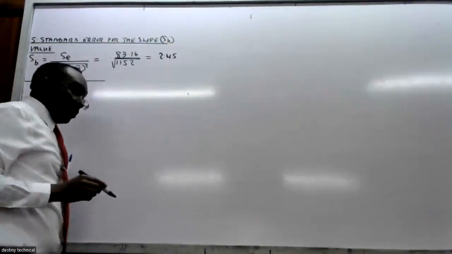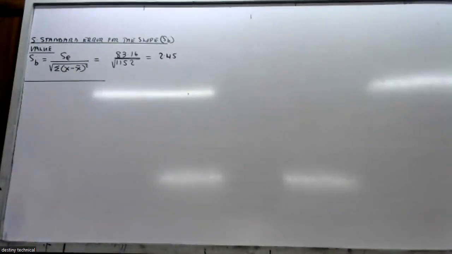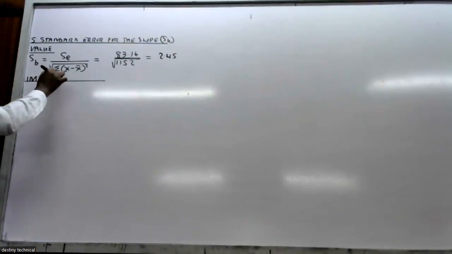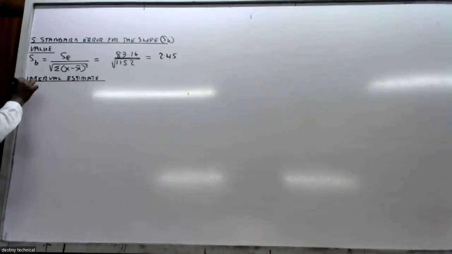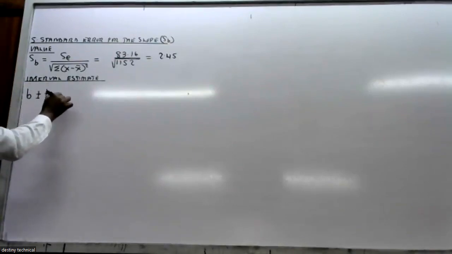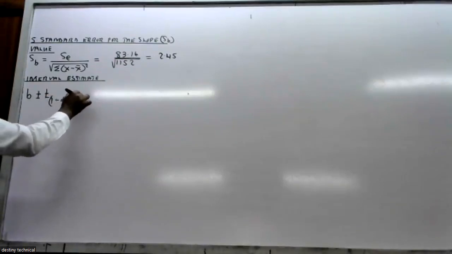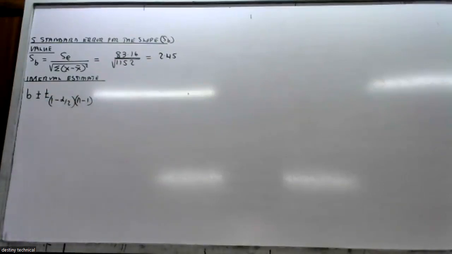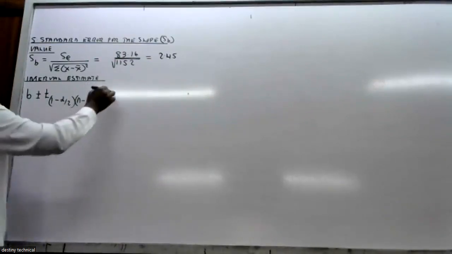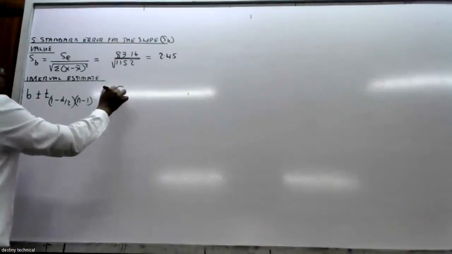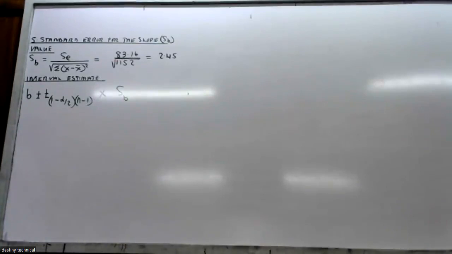So if that is the error that is contained, as usual, we normally want to work with interval estimation, so we can get the interval estimate. And this one, the formula says B plus or minus t at 1 minus alpha over 2, n minus 1, normally we use 1, then you multiply by SB.